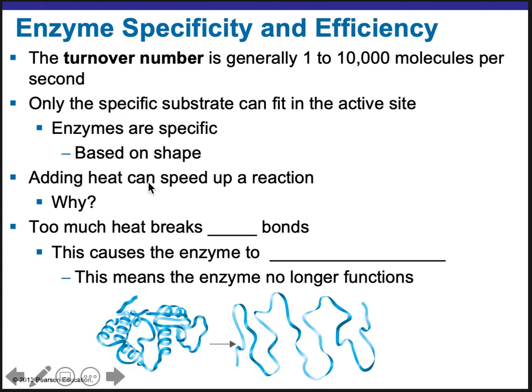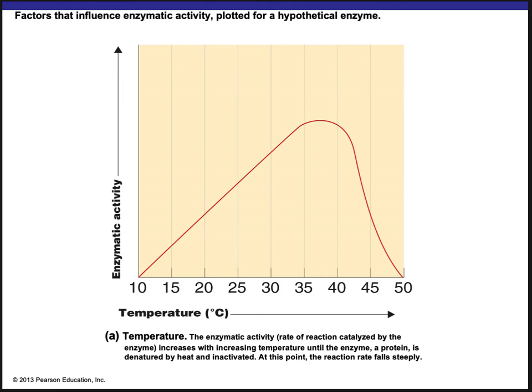But if you add just a little heat, then everything's moving faster and the substrate is going to come into contact with the enzyme more quickly, and so that can increase your rate, your turnover rate. Okay, and so that's what we see here. As we increase the temperature, substrates and enzymes are moving faster and they come into contact more often, and as soon as they come into contact, the reaction will happen.